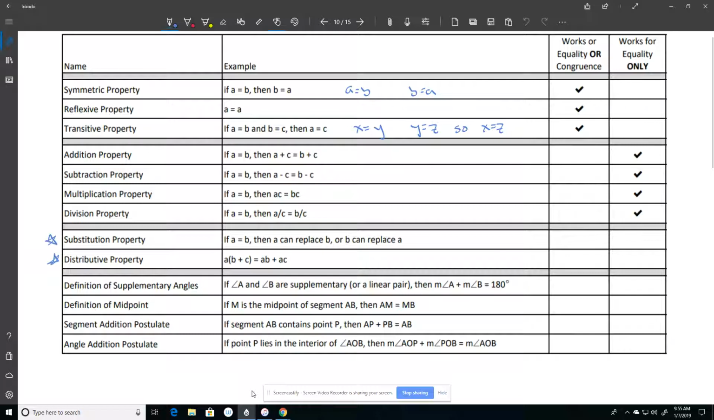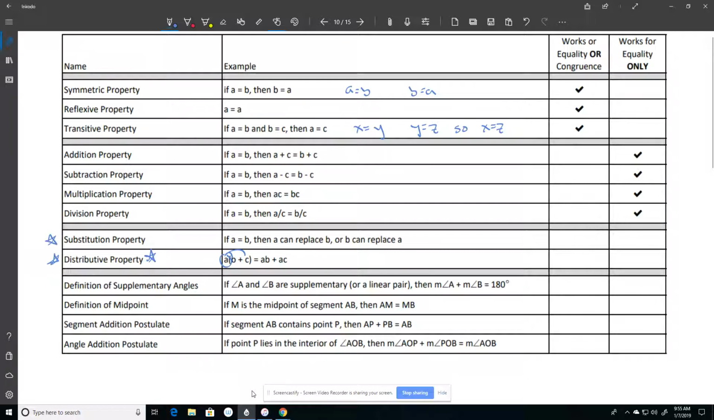Distributive property is the only one that might give you a little bit of heartache, because obviously A times (B plus C) is equal to A times B plus A times C. You know how to do that. You know how to distribute. So if you ever have to distribute, you have to acknowledge that you use the distributive property.